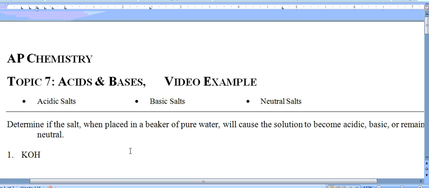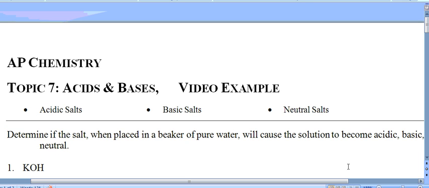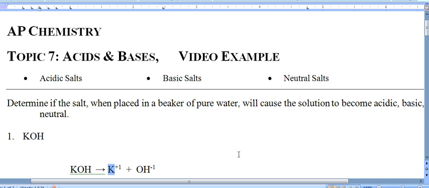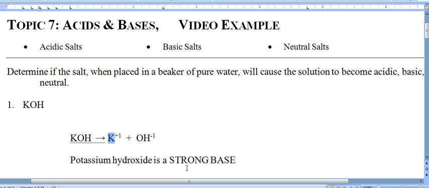Alright, let's look at number 1 here. Potassium hydroxide, when it's actually placed in pure water, the question here is, what will it do to the solution? Will it make it more acidic, more basic, or will it remain neutral? Hopefully you recognize that potassium hydroxide is a strong base. The potassium, which is in group 1A, will dissociate 100%, and when it's with hydroxide, it will dissociate 100%. So this will cause the solution to become more basic. That was an easy one. That was a good one to start off with.